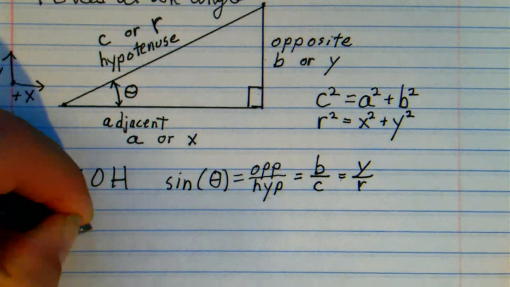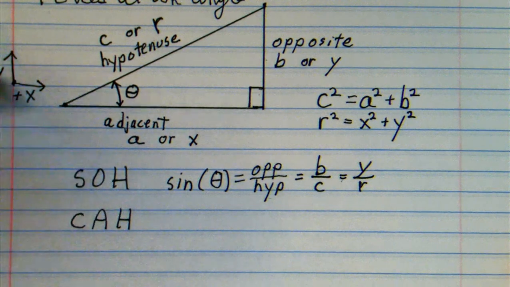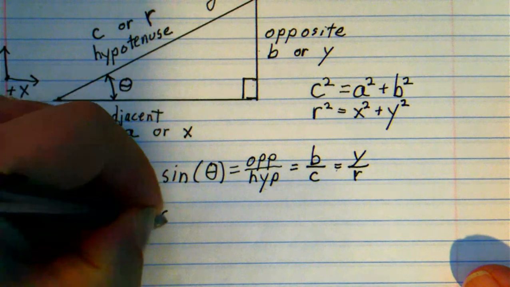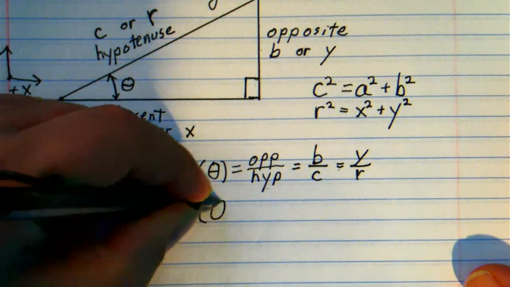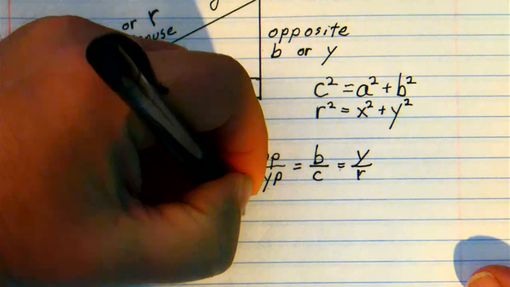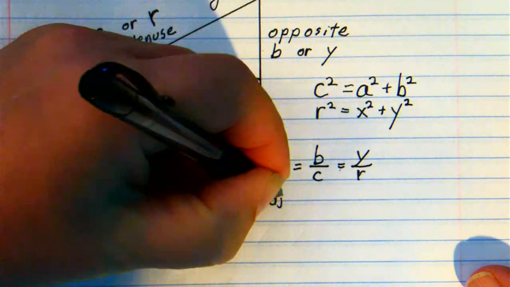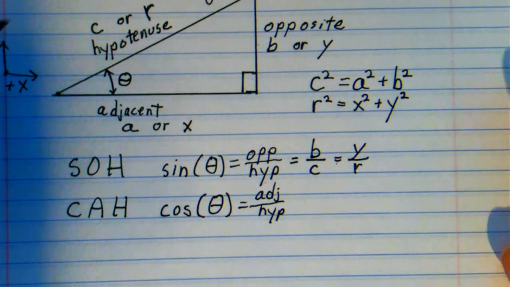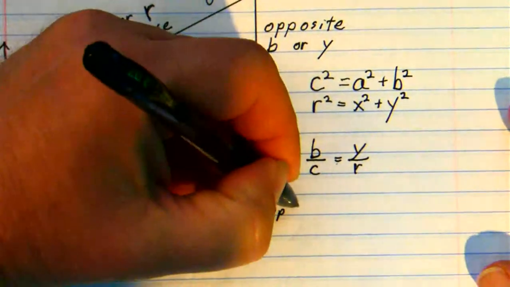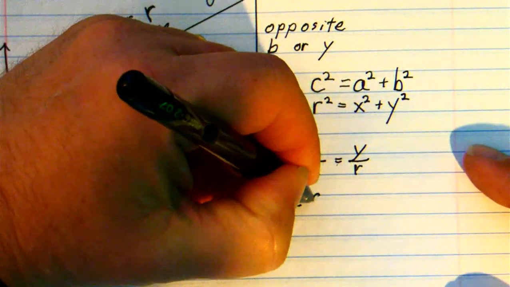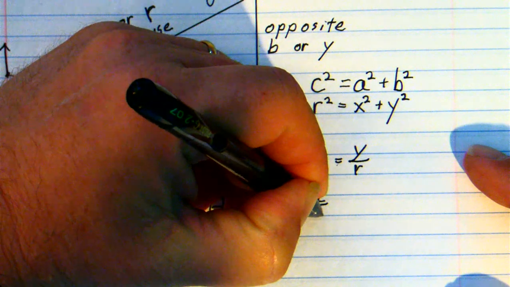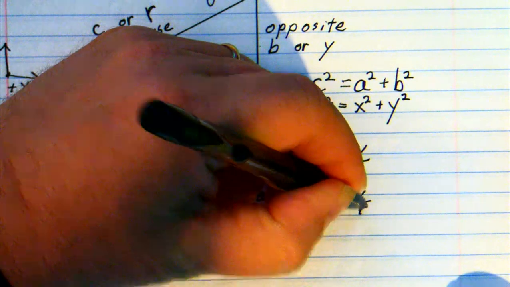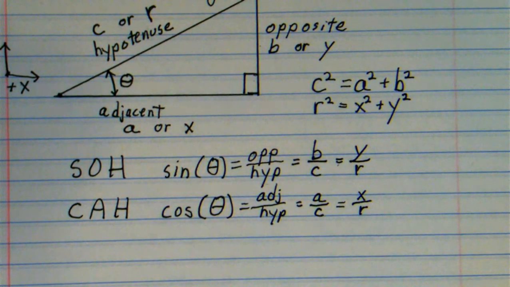COA is the shorthand way of saying the cosine of that reference angle theta is the ratio of the adjacent side divided by the hypotenuse. And using my choices for notation here, that means I could label it as A divided by C, or I can call it X divided by R. All the same thing.